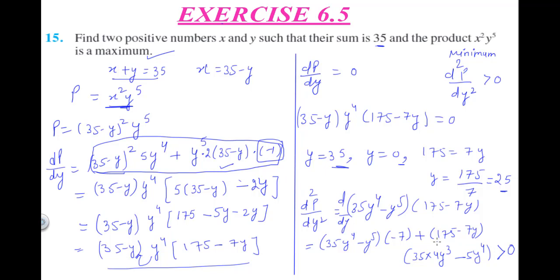Hence, when second order derivative is greater than 0, the product is minimum. When you solve it, we will get it as less than 0 for maximum, and for minimum we have greater than 0, right?